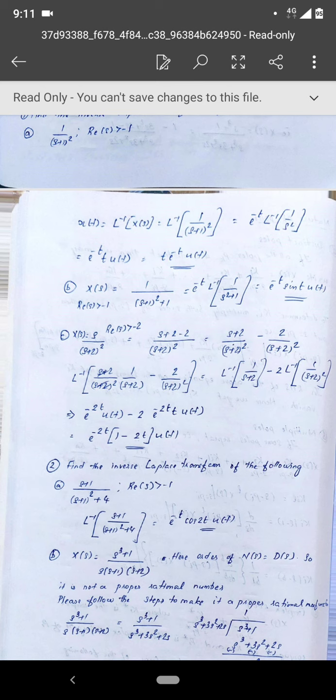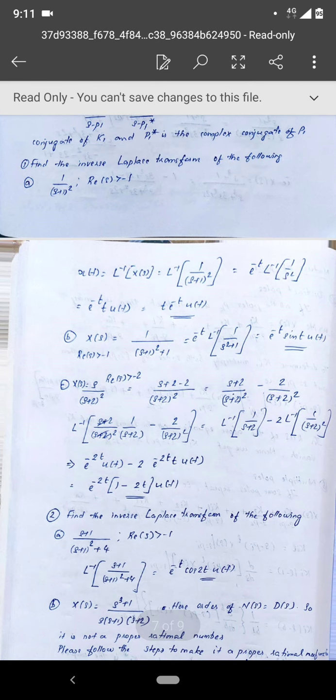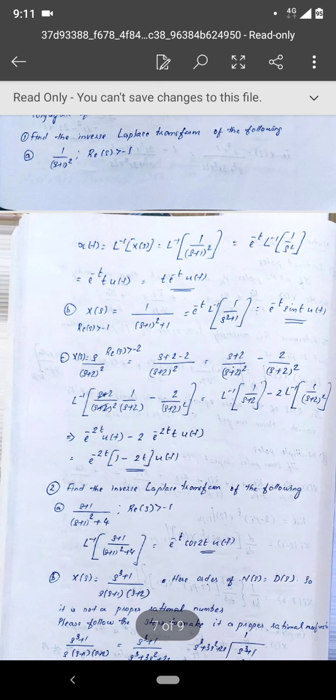Okay, so first question, 1 by s plus 1 the whole square. And one more thing: when you have a question to find the inverse Laplace transform, you will be given the Laplace transform X of s, and that Laplace transform will be accompanied by the ROC. If you don't see the ROC in the question, that cannot be solved. So ROC should be accompanied with the Laplace transform.